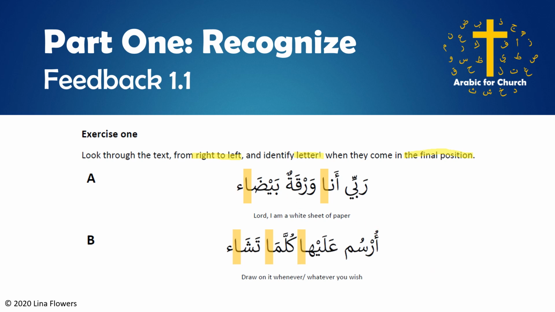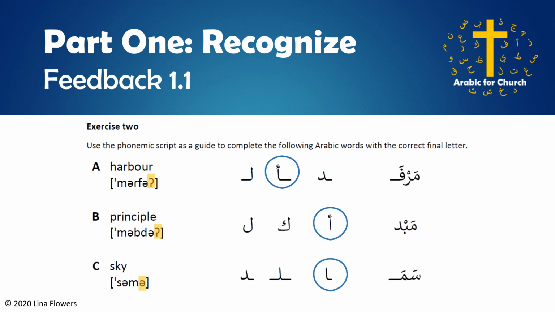In exercise 1, we're looking at the shapes of the letters. We're not looking at the sounds. The sounds we're going to look at in exercise 2. And in exercise 2, you will have 3 Arabic words written in phonemic script. And on the other side, you will have those 3 words missing a final letter. Then in the middle, you have 3 options of letters to complete the words. So you've got the phonemic script to guide you in completing with the final letter.